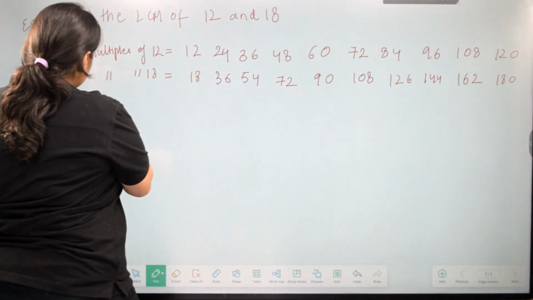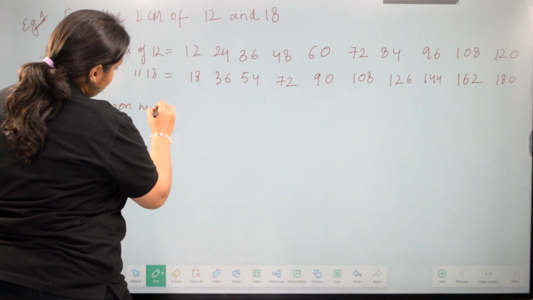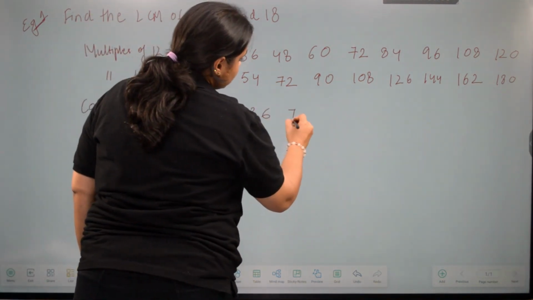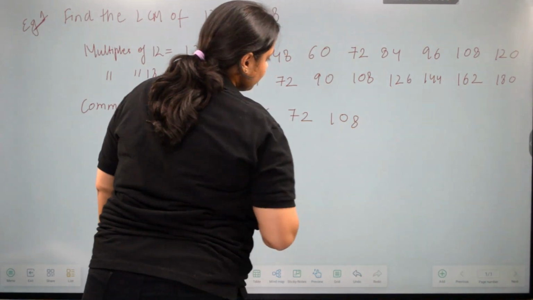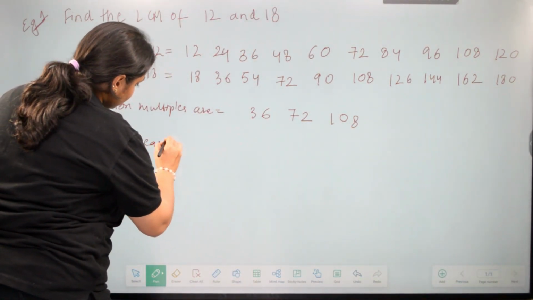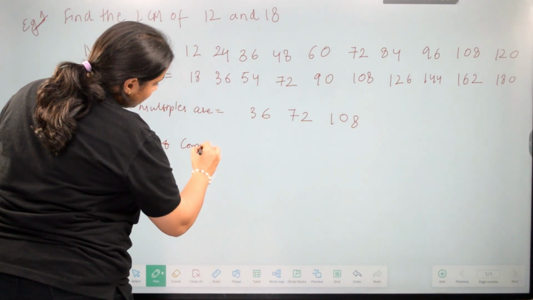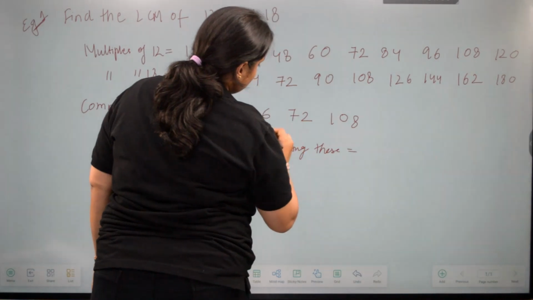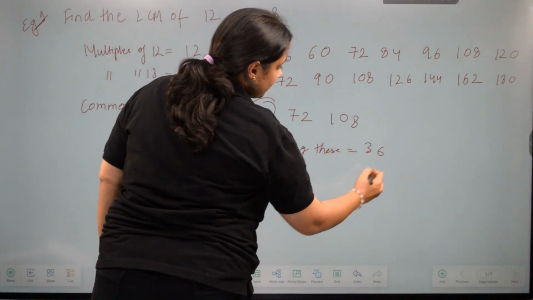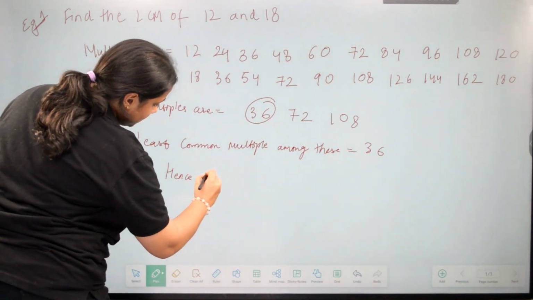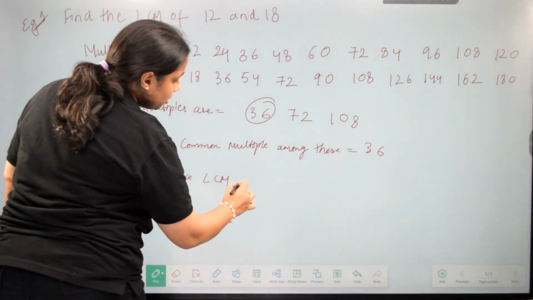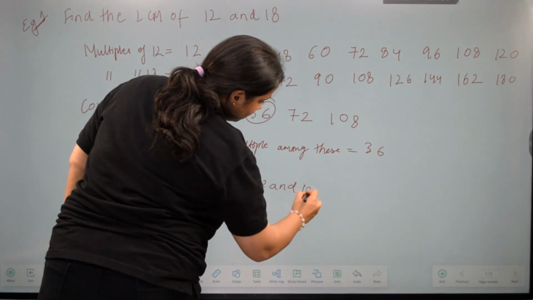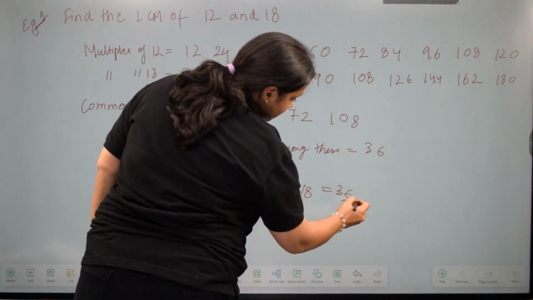So the common multiples are 36, 72 and 108. So the least common multiple among these is equal to 36. Hence, the LCM, or the least common multiple, of 12 and 18 is 36.